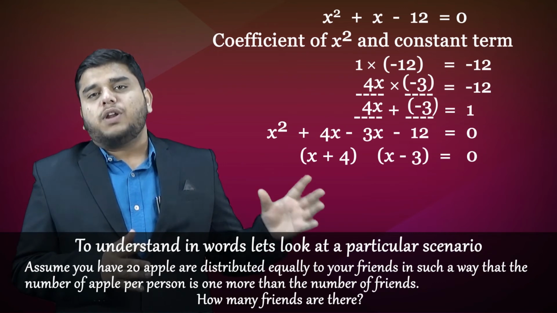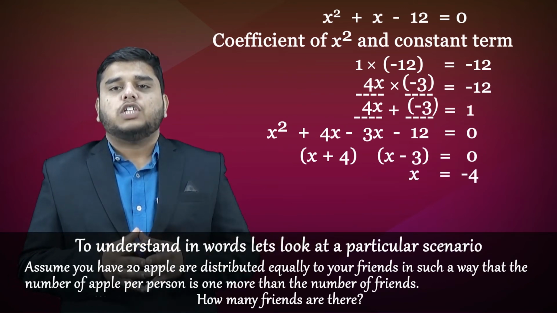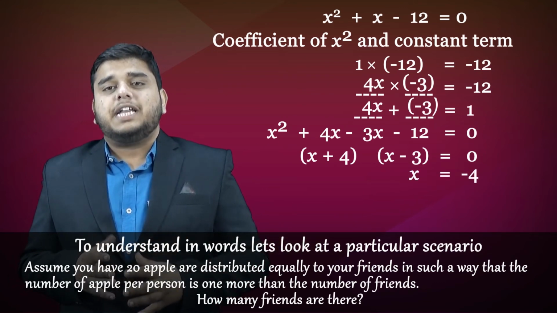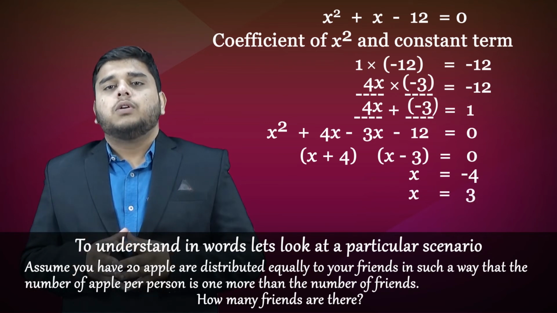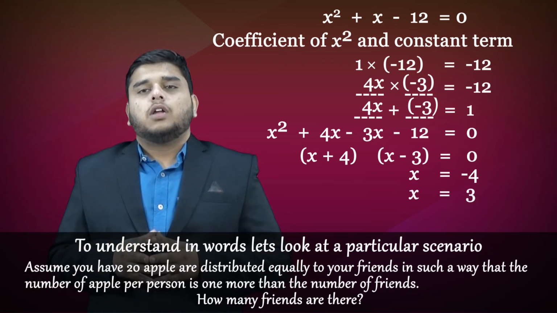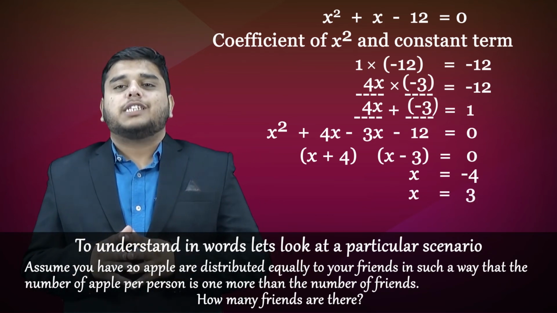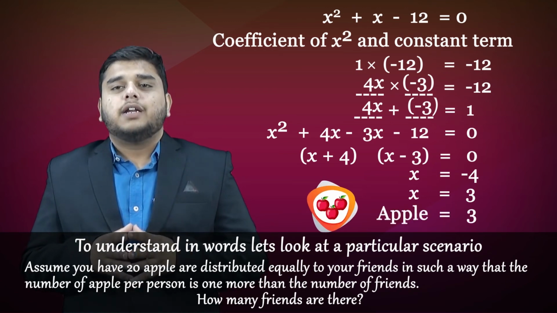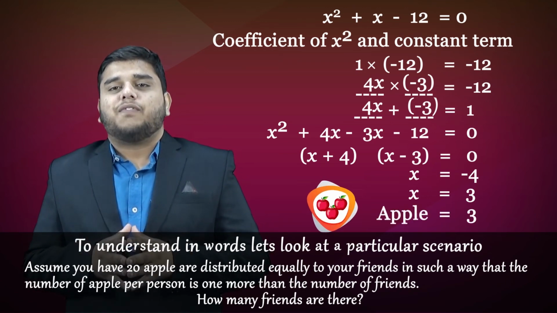If x plus 4 is equal to 0, x should be equal to minus 4, and if x minus 3 is equal to 0, x should be equal to 3. Since we were talking about apples, the negative value is redundant, so we'll take plus 3 as the measure of apples. Like this, there are various methods through which you can solve quadratic equations.